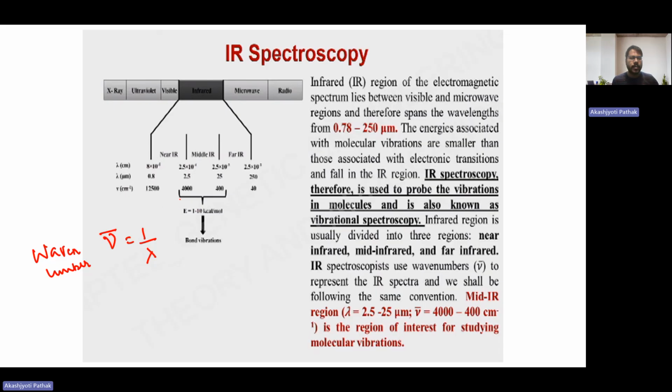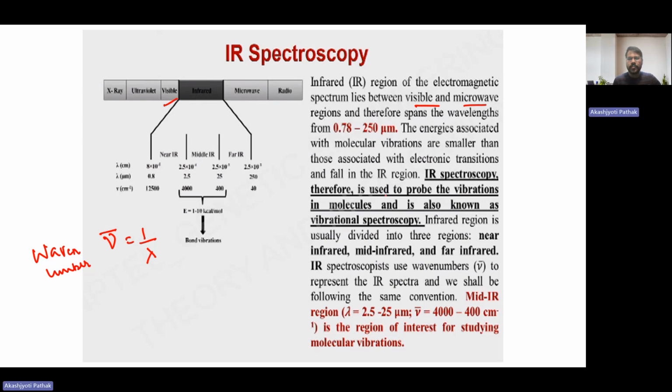Okay. So now we say, yeah, for macromolecules, we are mainly utilizing the middle IR region. Middle IR region is utilized for studying biomolecules, or for studying proteins or other biomolecules which are present. The infrared region of the electromagnetic spectrum lies between the visible and microwave, and it spans wavelengths from 0.78 to 250 micrometers. The energies associated with molecular vibrations are smaller than those associated with electronic transitions and fall in the IR region.